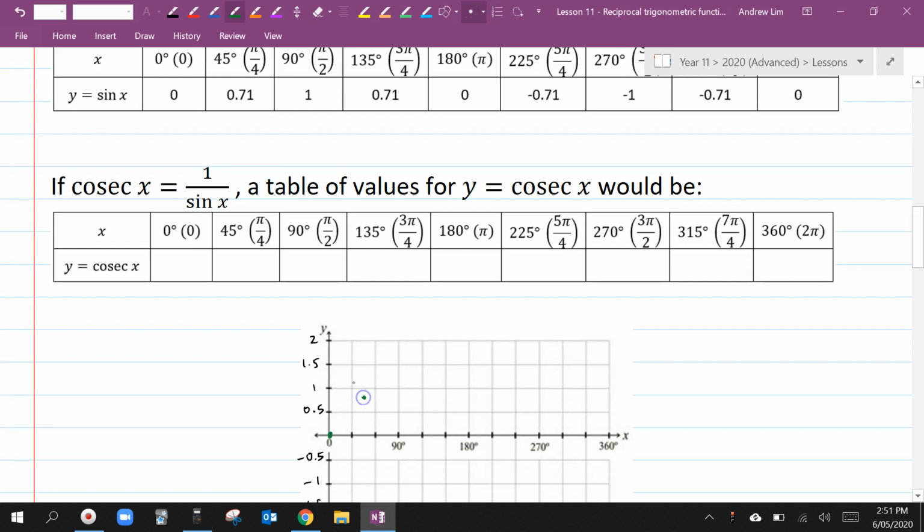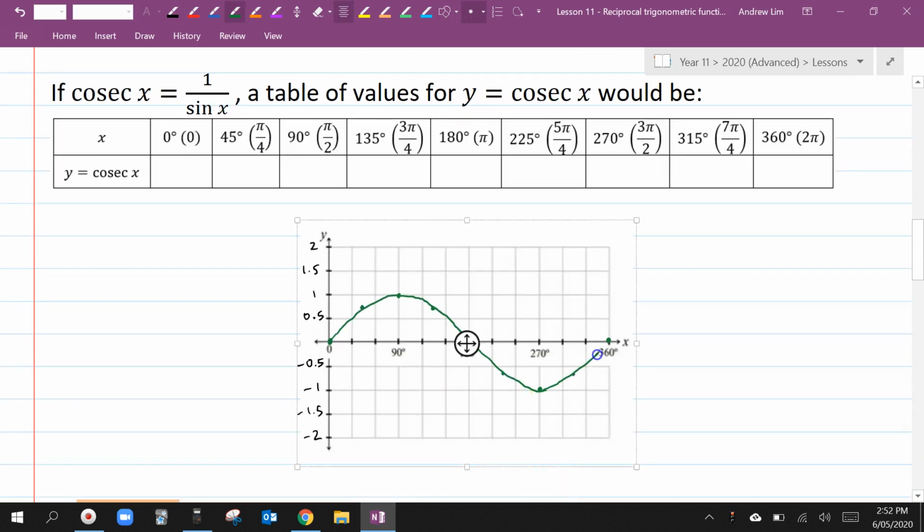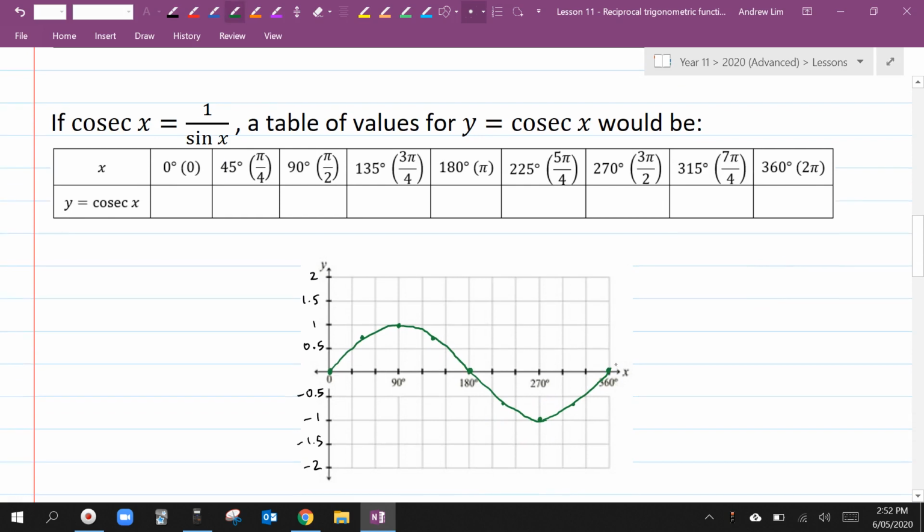0.71 is probably about there. 90. Okay, so this is the sine curve. Okay, so green is sine x.